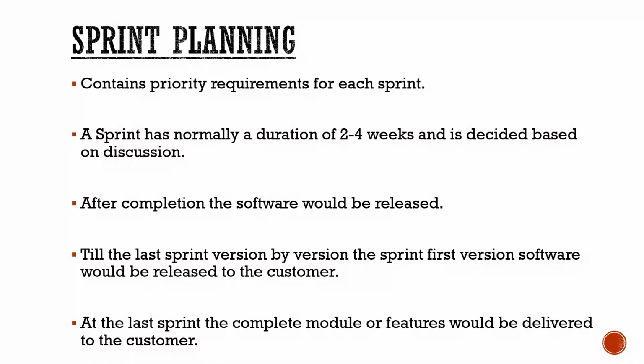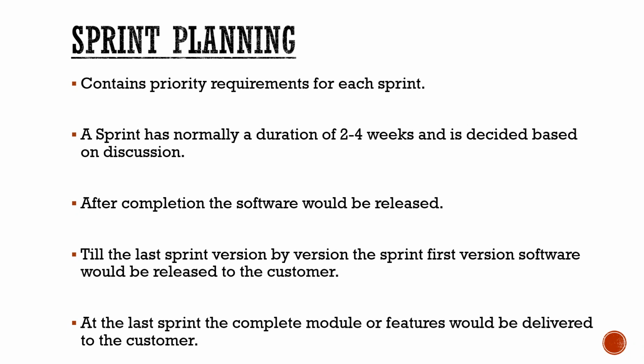Next thing, which I already discussed in the previous slide, we are going to see about sprint planning. The sprint planning contains priority requirements for each sprint. This is decided by the product owner, and as we discussed, a sprint normally has a duration of 2 to 4 weeks. It is based on the discussion of how many weeks are required for a sprint to complete the user stories, features or epic. And after completing the software it will be released.